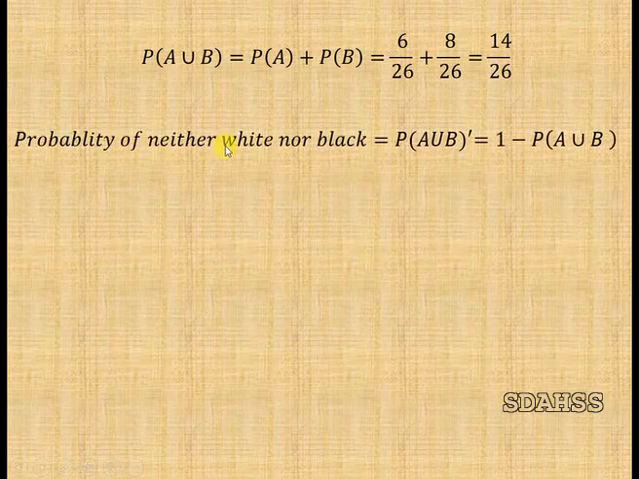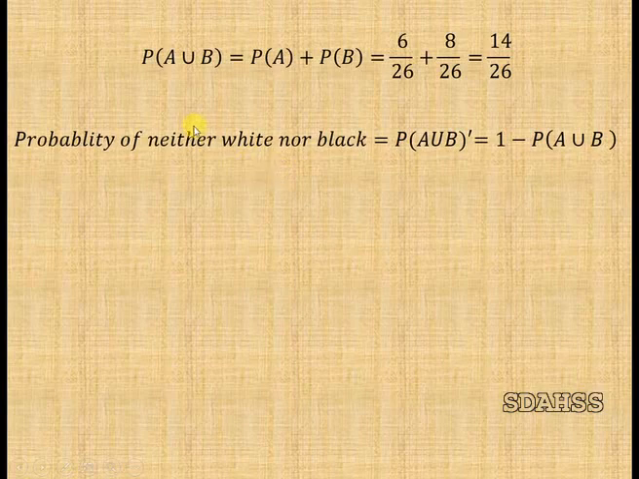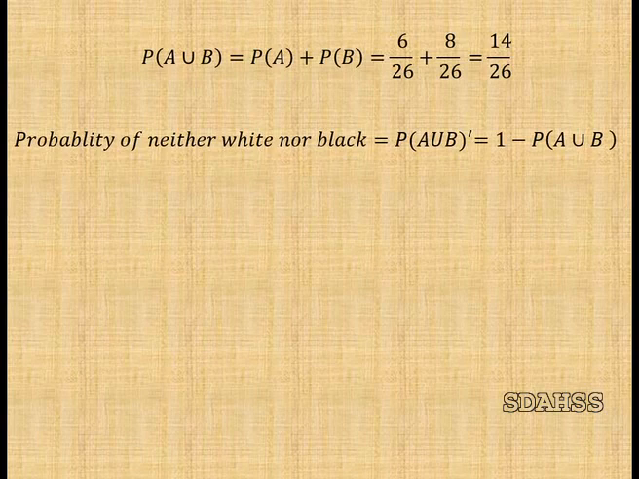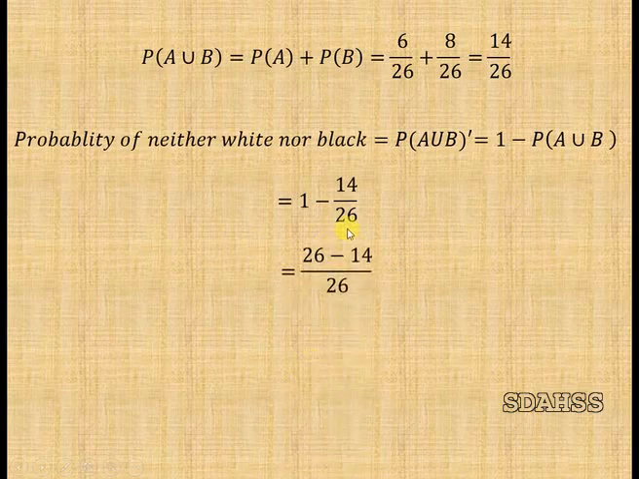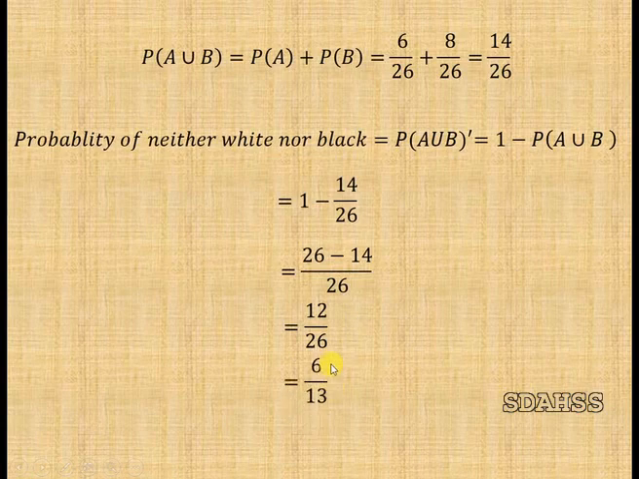But we want to find the probability of getting neither white nor black. Probability of getting neither white nor black ball is equal to P of (A union B) whole dash, which means 1 minus P of A union B. Substitute the value, 1 minus 14 by 26. Here 26 is the LCM, cross multiply, so 26 minus 14, 12 by 26. Cancel the numerator and denominator by 2, so you have 6 by 13.